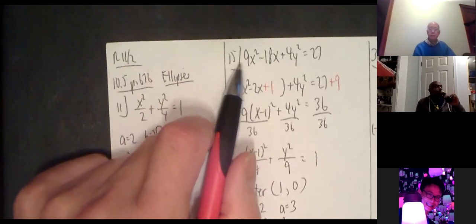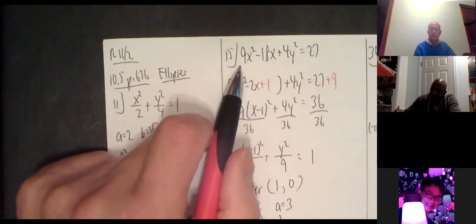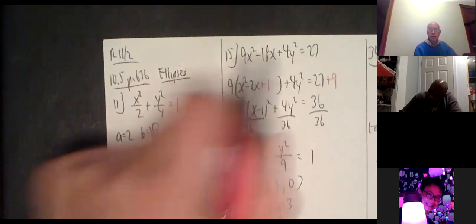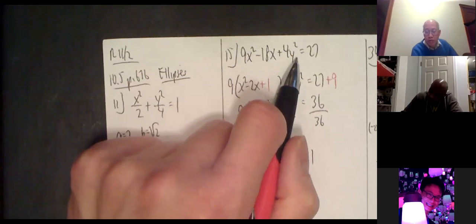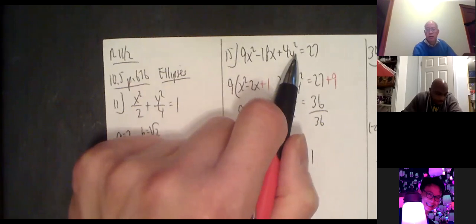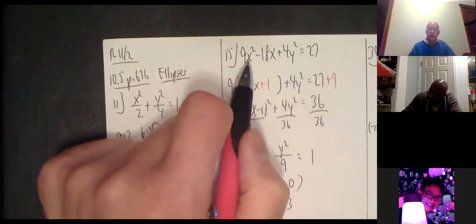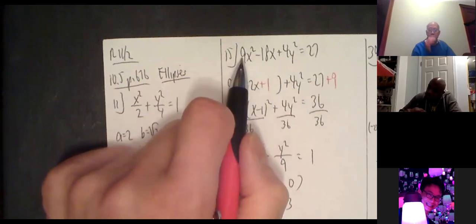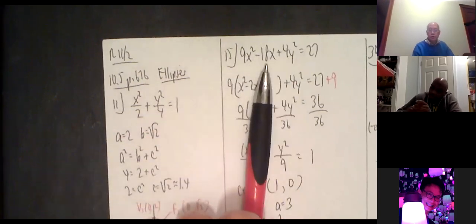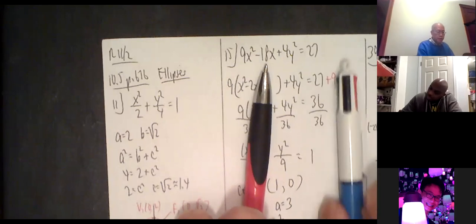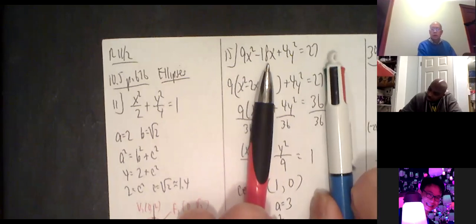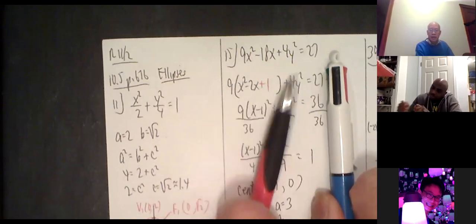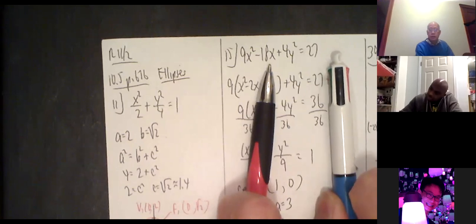Okay, 15. What if they give it to me like this? Well, complete the square again. Another example of completing the square. Now, there's nothing here for y to complete the square, but if they gave me, let's say, plus 8y, then I have to complete the square on y also. But they don't give me any y, so I just complete the square on x. Okay, so first I factor out the 9. So let me cover up the red stuff. So 9 parentheses, x squared minus 2x, right? That's the same as that if you ignore the red. Plus 4y squared equals 27.